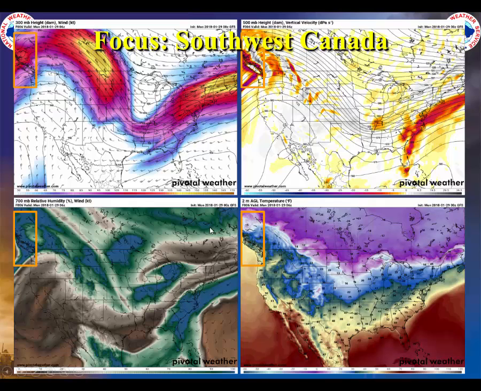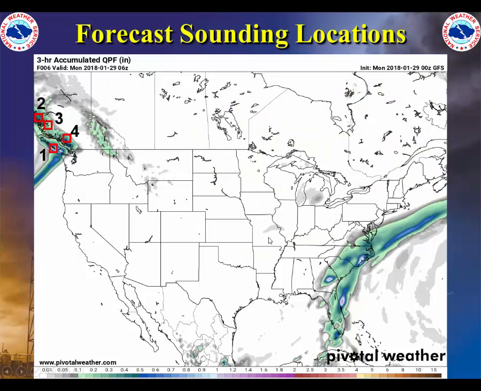Here's a look at just the 4 panels, looking from aloft down towards the surface, and our area of interest here is southwest coastal Canada. You see there's a vorticity coming in, and there's good divergence aloft, and there's moisture at 700, and pretty cold temperatures as well. Looking at the forecast sounding area, looking at 3-hour QPF, here's some decent QPF expected here, anywhere from half of an inch to an inch of precip.